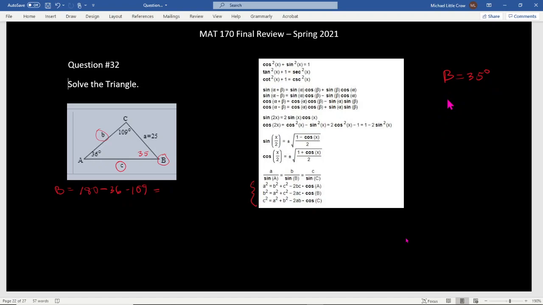Then now we need little b and little c. So we'll put places to put those. Okay. So let's go with the law of sines. Now that we've got the B angle, we can find this. So what we're going to get is b squared equals a squared. Little a squared is 25. Oh wait, we don't have c yet.